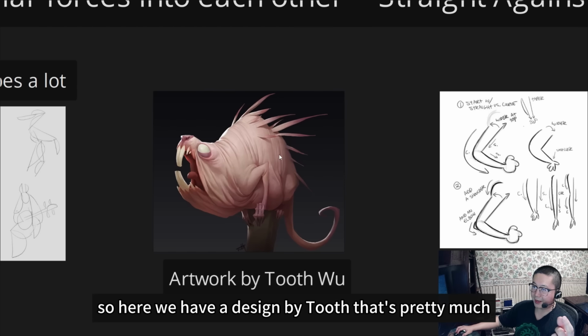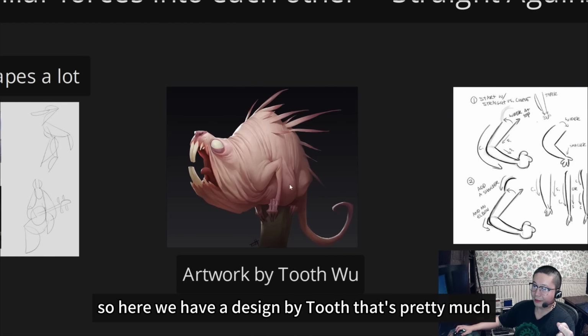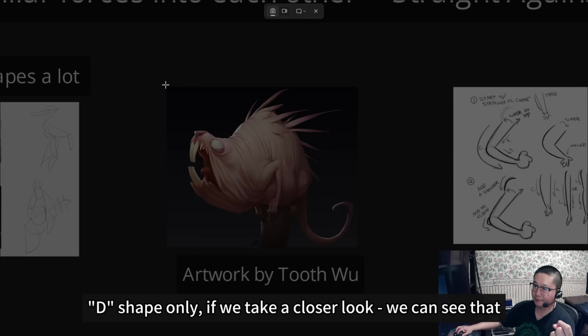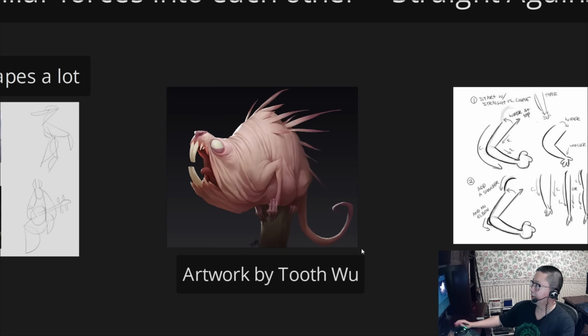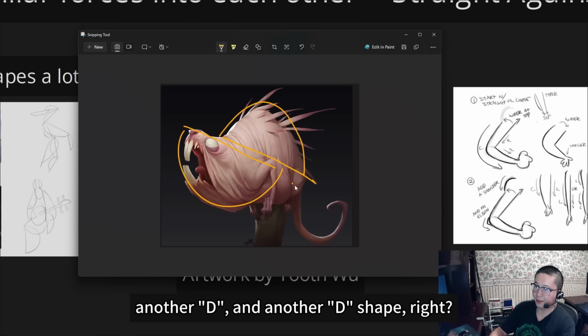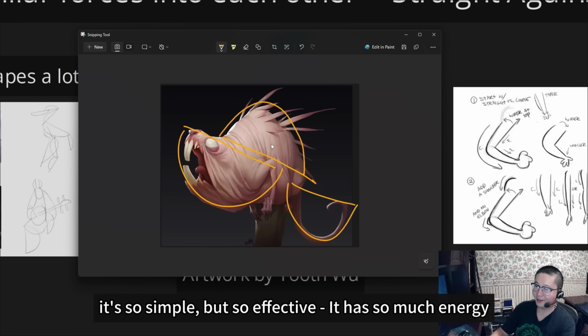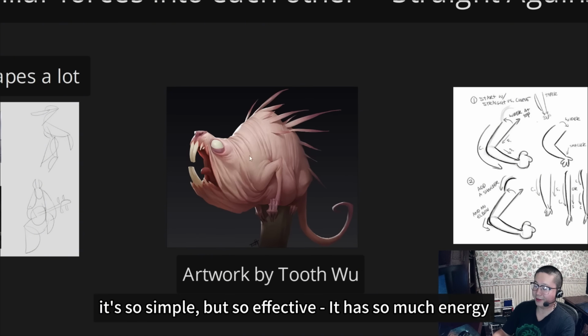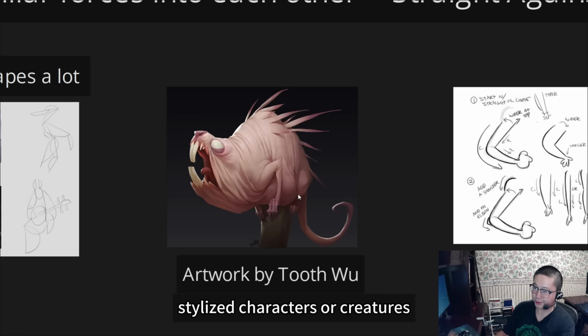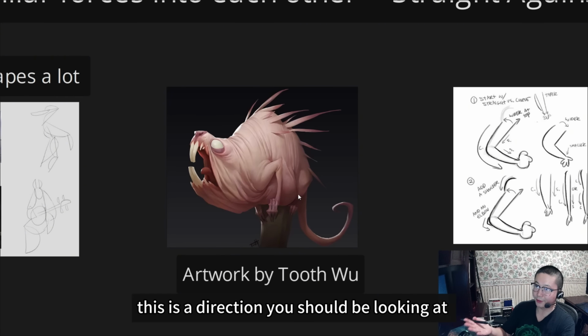So here we have a design by Tooth that's pretty much D-shape only. If we take a closer look, we can see that it is basically a D shape, another D, and another D shape, right? It's so simple, but so effective. It has so much energy. For those of you who want to understand how to do stylized characters or creatures, this is the direction you should be looking at.